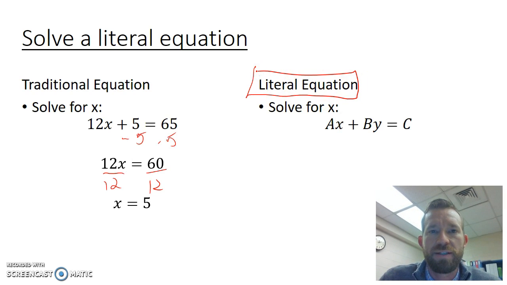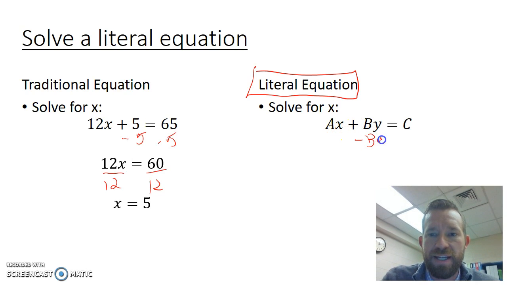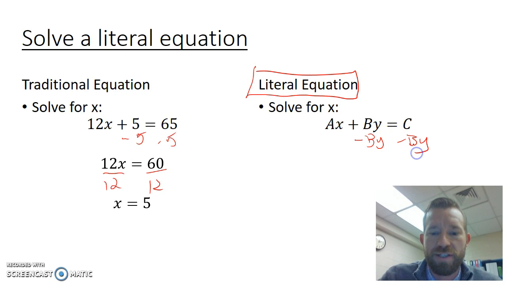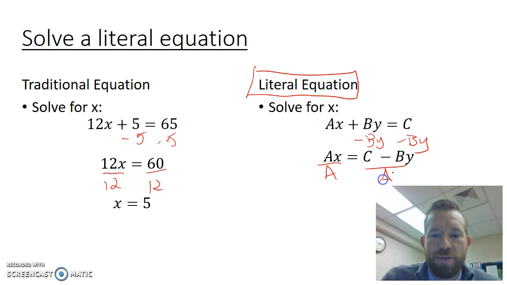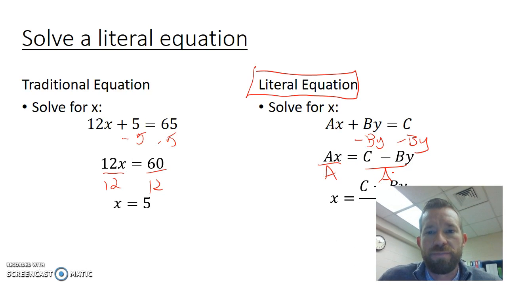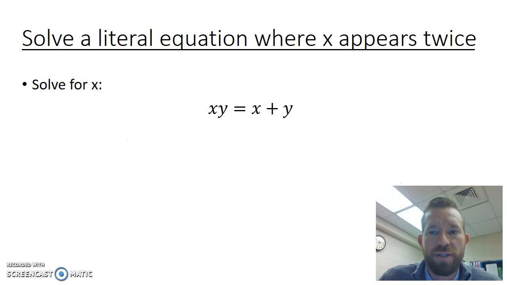A literal equation is a bunch of letters. It's like alphabet soup in your equation. So, a lot of letters here. If you want to get x all by itself, you have to get rid of everything else. So I'm going to move this by over to the other side by subtraction. Almost got x all by itself, but now I have to get rid of the a. So I'll divide by a on both sides until I get my result. I solved for x: x equals c minus by over a. So manipulating means moving things around to get what you want.